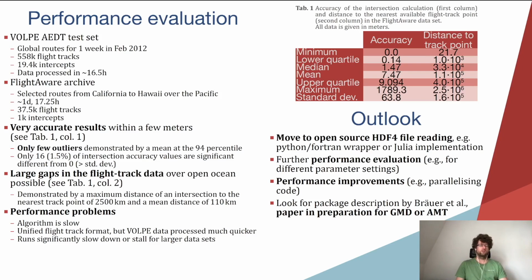So in the near future, we would like to do more performance evaluation and possible improvements, for example, by parallelizing the code. We also want to move away from the MATLAB license by using open source software to read HDF4 files. And that could be, for example, Python or Fortran wrappers. If you are interested in Trackmatcher, please look out for a paper currently in preparation either for GMD or AMT.